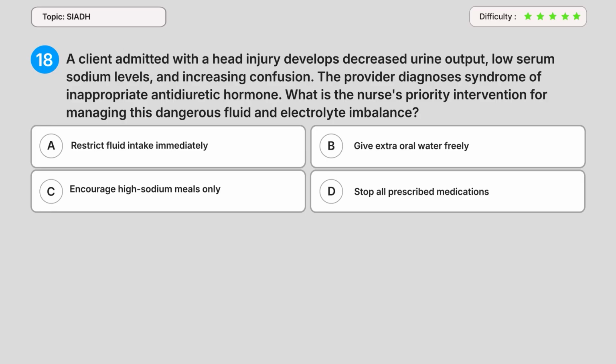A. Restrict fluid intake immediately. B. Give extra oral water freely. C. Encourage high sodium meals only. D. Stop all prescribed medications.